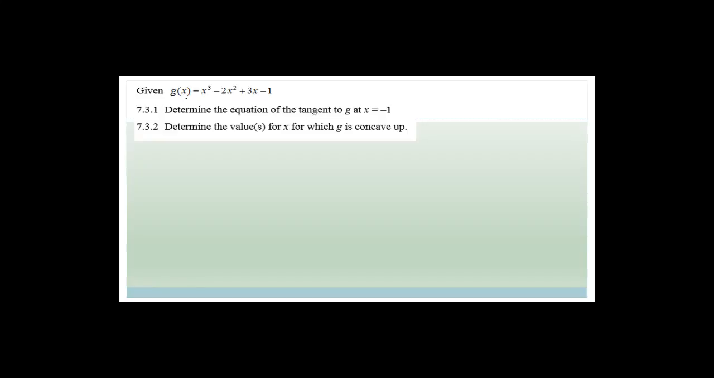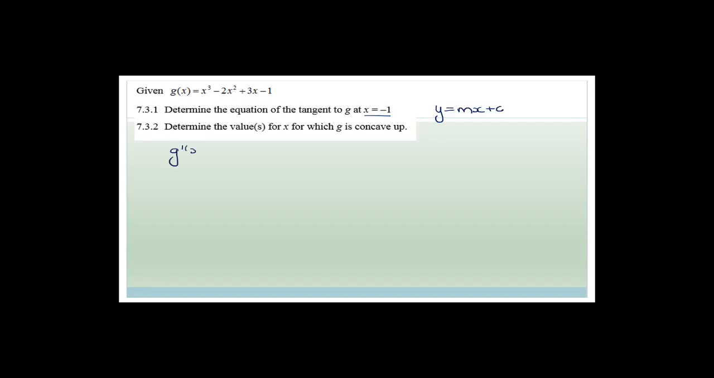Right, let's do the next question. Now it says g of x is equal to x cubed minus 2x squared plus 3x minus 1. So this is obviously a nice polynomial, and they are asking us some questions on it. First, it says determine the equation of the tangent to g at x equals negative 1. The most important thing to realize is that the equation of the tangent is a straight line, y is equal to mx plus c. So we need a couple of things. The first thing we need is the gradient at x equals negative 1, and to get the gradient, we need to find g dash of x.